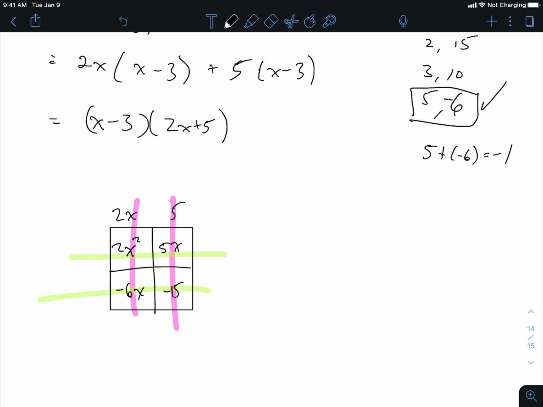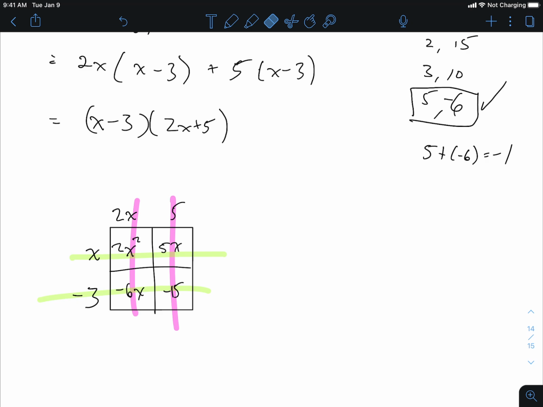Horizontally, I see an x that I can take out of the first two. And 3. Here. Now go back and fill in the signs. How do I get a positive number in the top left? Just leave them both positive. How do I get a positive number there? Leave them both positive. How do I get a negative number here? Make the 3 negative. And that takes care of it.